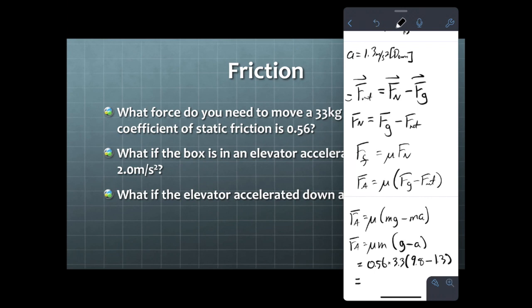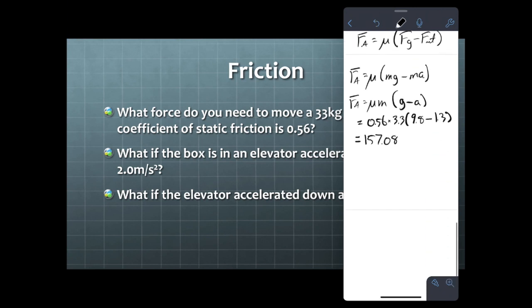Putting these numbers together, we find our force is 157.08, or with proper sig figs, we have 1.6 times 10 to the 2 newtons. Here, the calculations match with what we know should happen. The downward acceleration has lowered the normal force, and a lower normal force has created a lower friction.